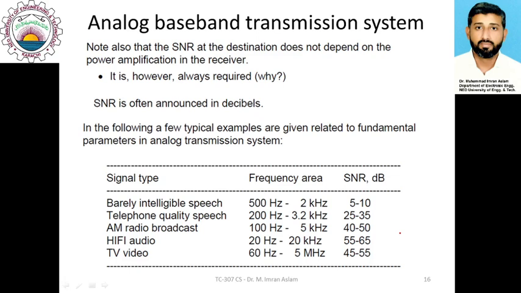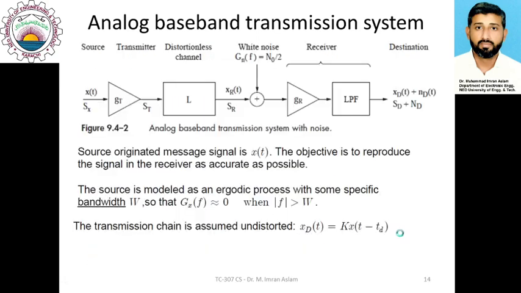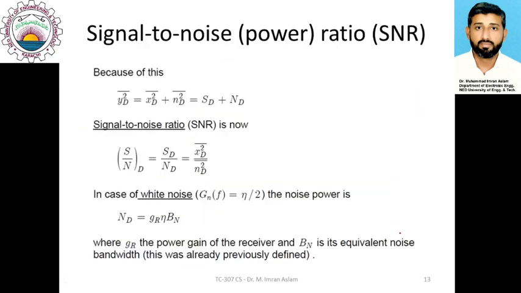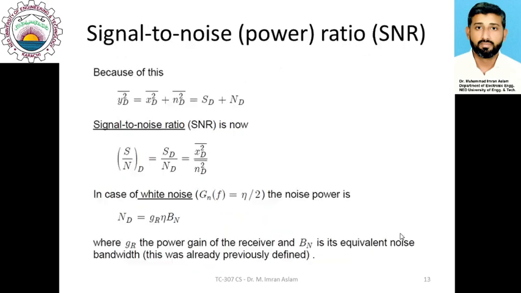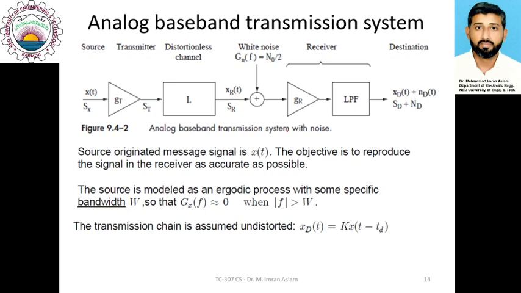So you can see that for these systems, noise gets added, and eventually it causes some degradation in the system, which is generally measured in terms of this ratio. At this stage we have only talked about the baseband transmission system. However, a similar type of analysis can be performed for bandpass or modulation based transmission systems as well.